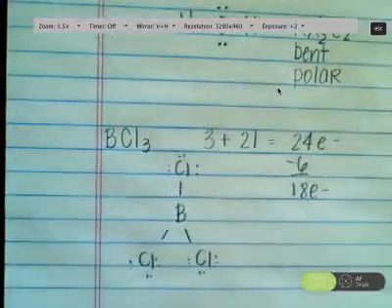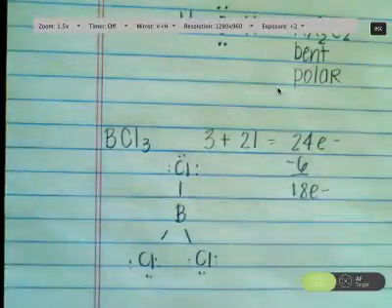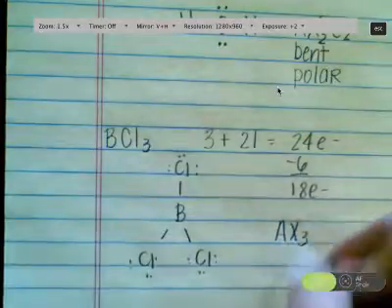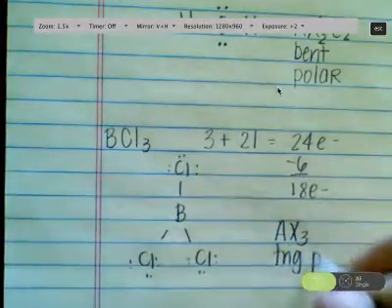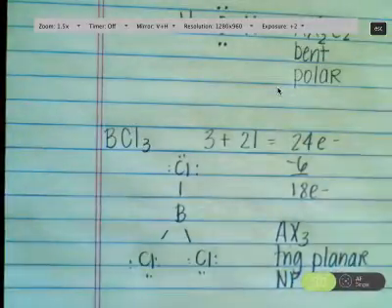Why am I not going to make a double bond? Because boron's an exception. Boron's an exception. It can have less than 8. AX3, trigonal planar, flat as a pancake, nonpolar. Okay? Okay, let's go back up.